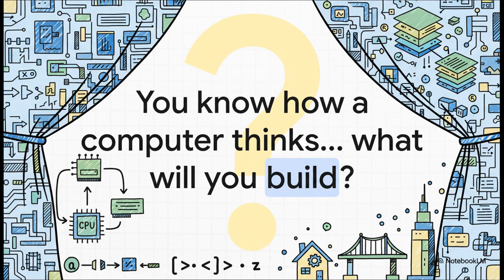So there you have it. We've pulled back the curtain on the mind of the machine. From that simple fetch and execute cycle all the way up to the genius of the virtual machine and object-oriented design, you now see the landscape. You get the rules of the game. So the only question left is, what are you going to command it to do?